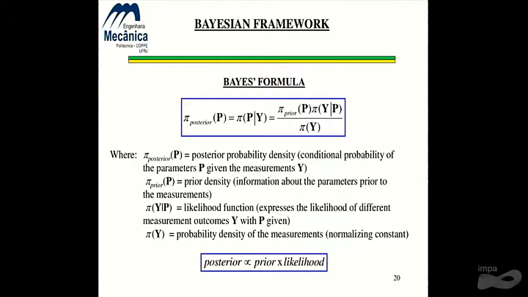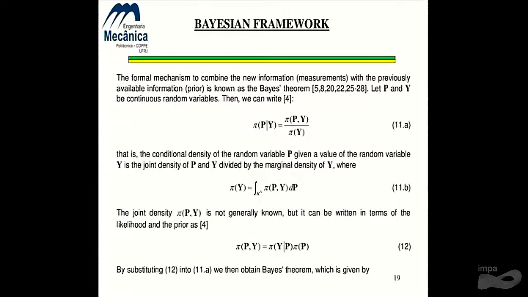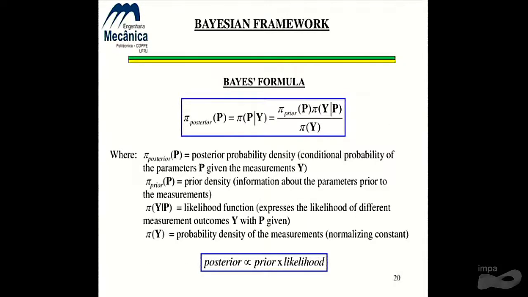Many times we don't know, and it's difficult to compute this denominator, because we have to perform this integral in the parameter space. So many times we simply write Bayes' theorem like this: the posterior is proportional to the prior multiplied by the likelihood. That's our starting point. Before, we were working only with the likelihood, and now we want to make inference on this distribution, which is the posterior distribution.